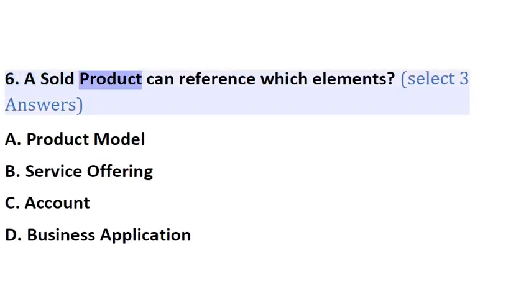6. A sold product can reference which elements? Select 3 answers. A. Product model. B. Service offering. C. Account. D. Business application. Answer: A, B and C.